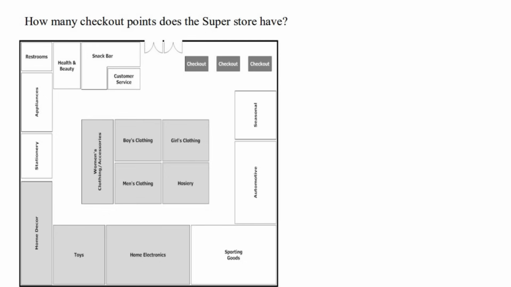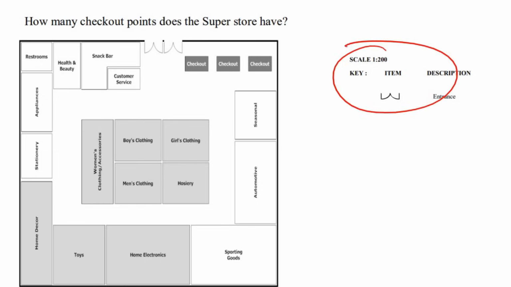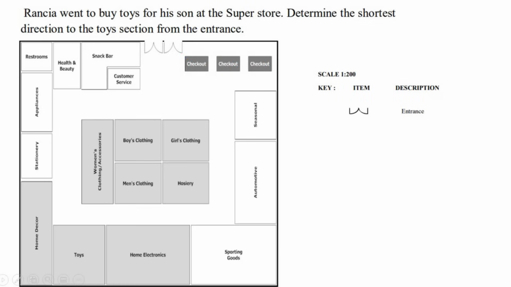So how many checkout points does this superstore have? Ooh, I have forgotten to give you the key and the scale, so here everything is. But this doesn't even help us. It says how many checkouts does it have? Well, it says there checkout. Do we see any more checkouts? Maybe there's some in a different color. Let's be careful. Boom, boom, boom, boom. Nope, 3. So there are 3 checkouts.